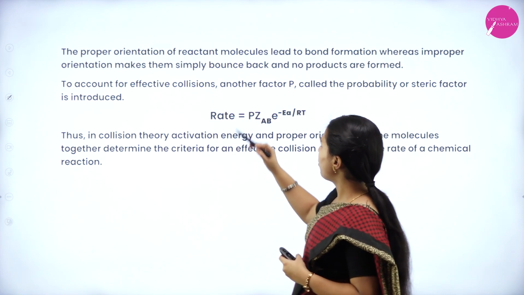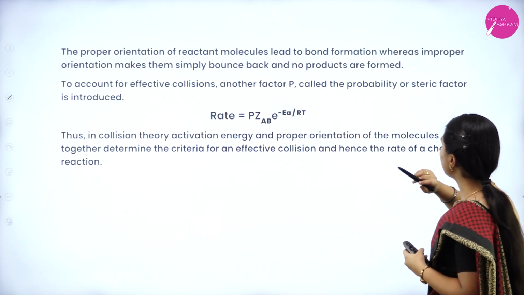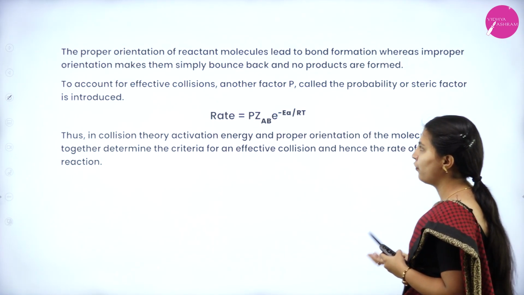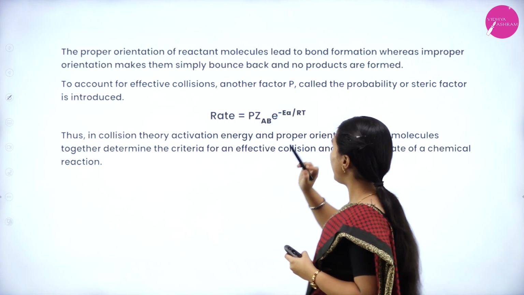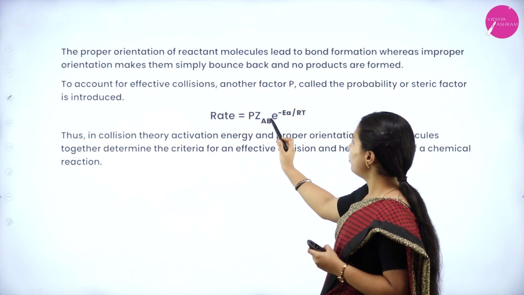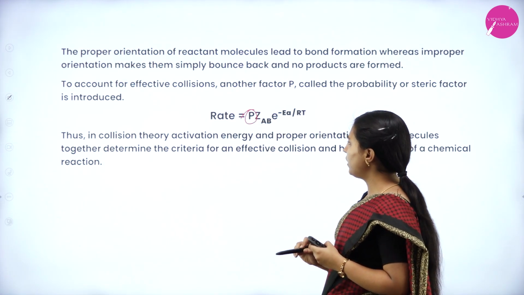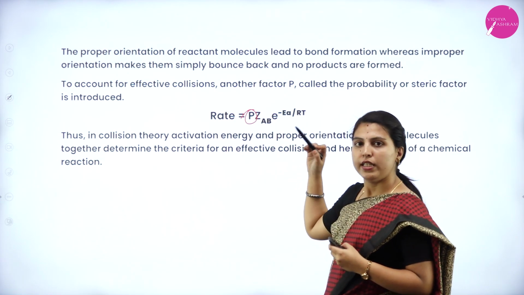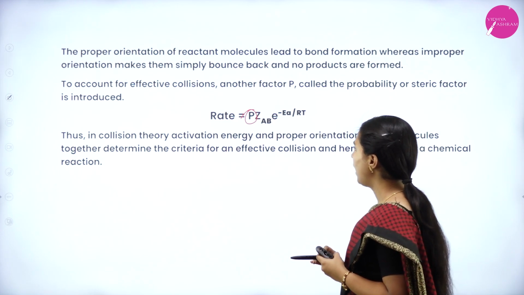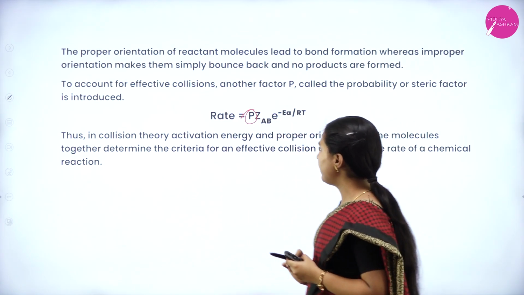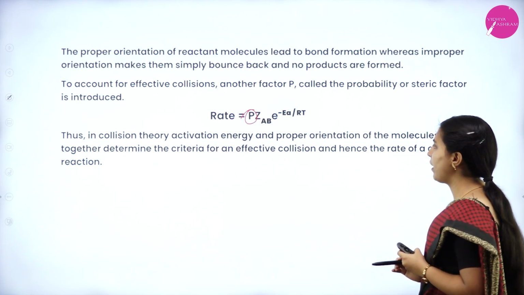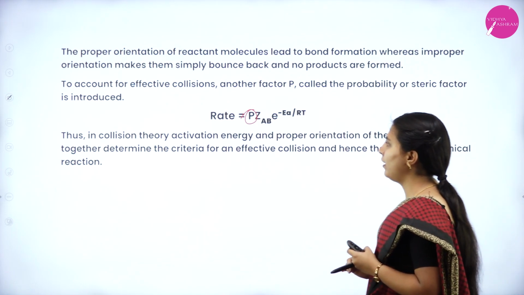The proper orientation of reactant molecules leads to bond formation, whereas improper orientation makes them simply bounce back and no products are formed. To account for effective collisions, another factor P, called the probability or steric factor, is introduced. Rate equals P into ZAB, that is collision frequency, into e to the power minus EA by RT. Thus in collision theory, activation energy and proper orientation of the molecules together determine the criteria for an effective collision and hence the rate of a chemical reaction.